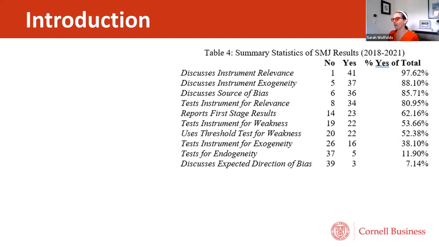Okay, so let me motivate it a little bit more. This was just the last few years, where we looked at papers published in SMJ that use instrumental variable techniques. A couple of things I would point out about this table, and what motivated us to write this paper, is that a lot of the approaches and uses of instrumental variables techniques have actually done quite well, right? Like those top three or four lines, you get the vast majority of papers talking about instrument relevance, talking about source of bias. I think we've definitely seen improvement in our use of IV approaches in that sense.